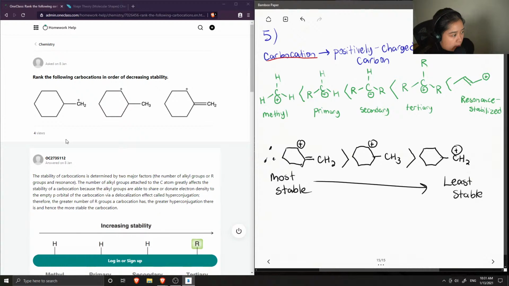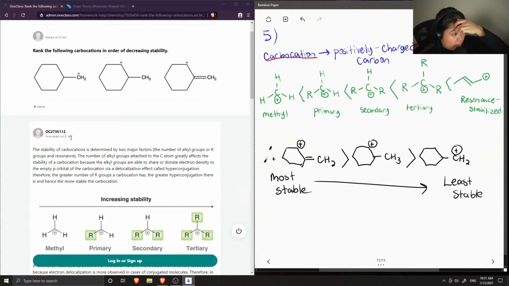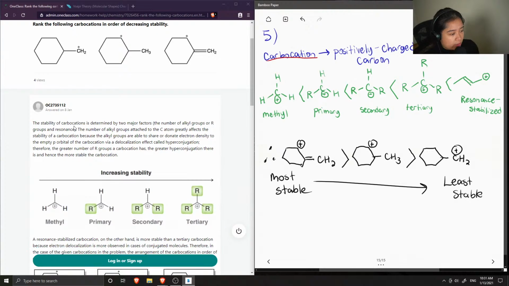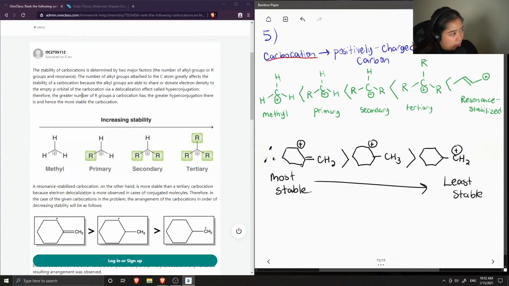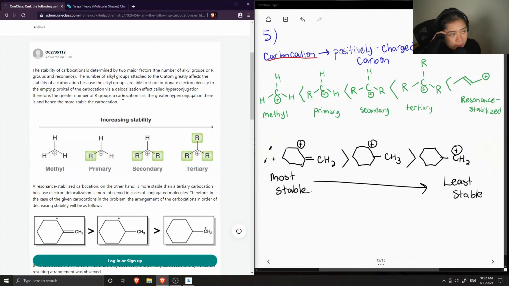Okay, so the junior tutor said that the stability of carbocations is determined by two major factors: the number of alkyl groups, or R groups, and resonance. The number of alkyl groups attached to the carbon atom greatly affects the stability of a carbocation because the alkyl groups are able to share or donate electron density to the empty p orbital of the carbocation via a delocalization effect called hyperconjugation. Therefore, the greater number of R groups a carbocation has, the greater the hyperconjugation, and hence the more stable the carbocation.